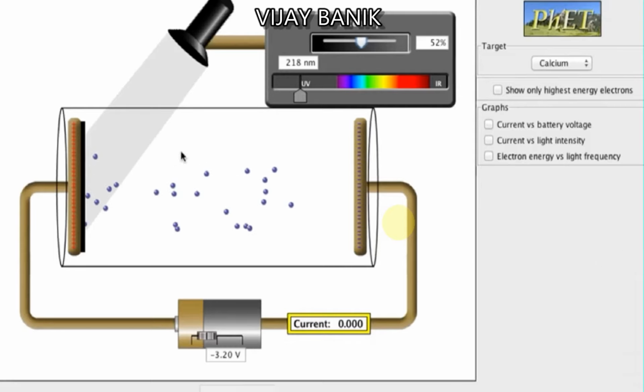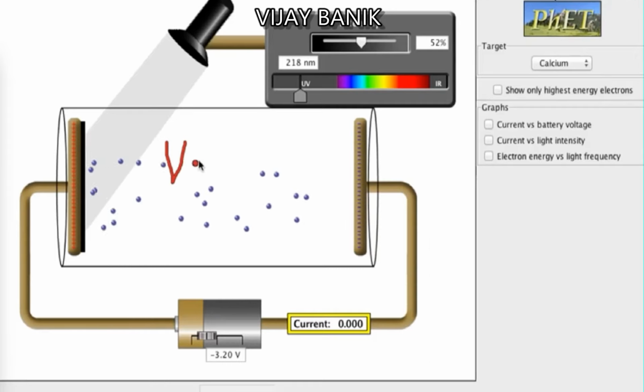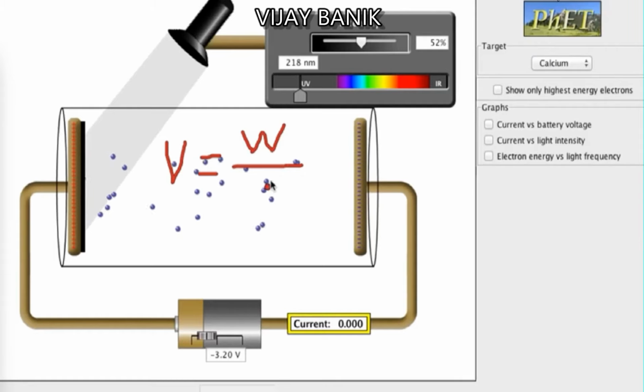Once we have the current down at zero, we can find the energy of these electrons by using the formula. Voltage, that's the voltage of our voltage source, is equal to the kinetic energy of the electrons over charge. This energy is equal to the work, which is the kinetic energy of electrons.